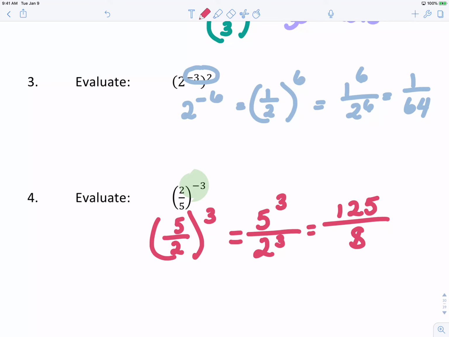It's important to know your rules, so then you can apply them all the way out. Okay, your homework, which you could work on right now, is page 77 and 78.